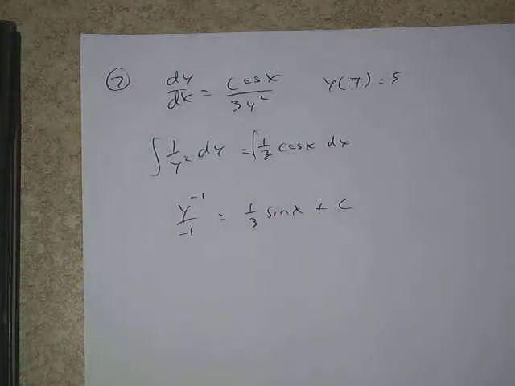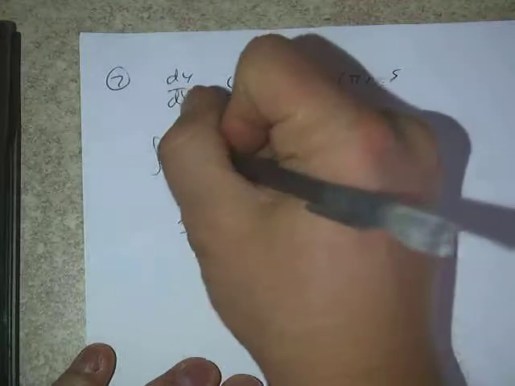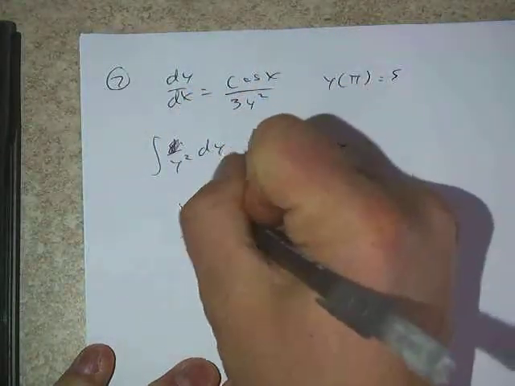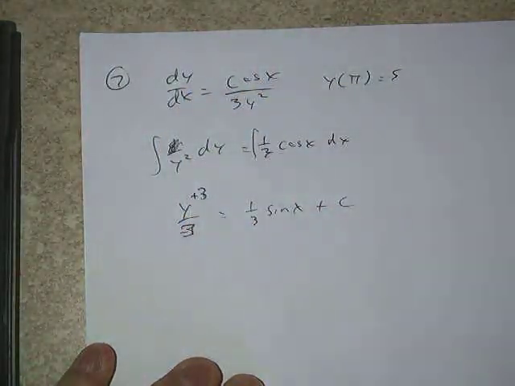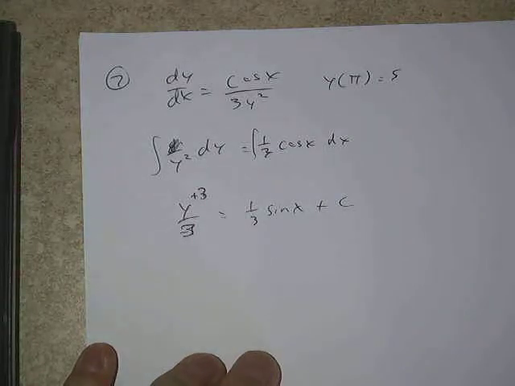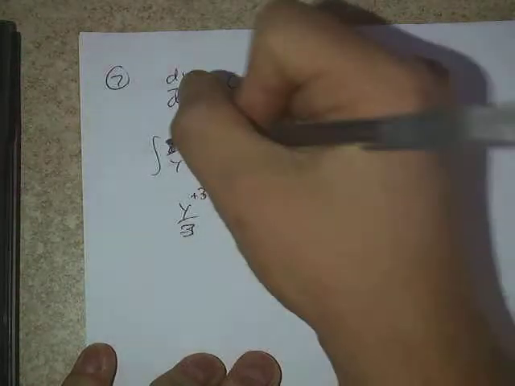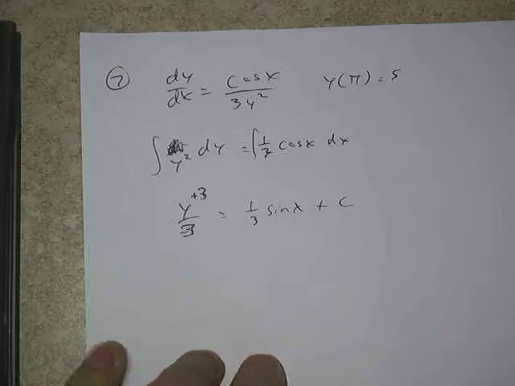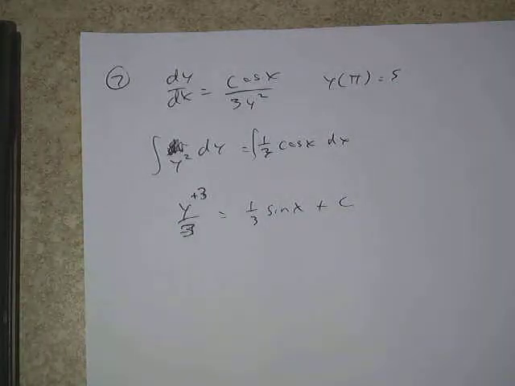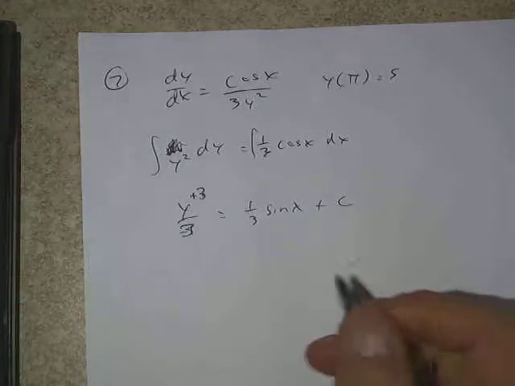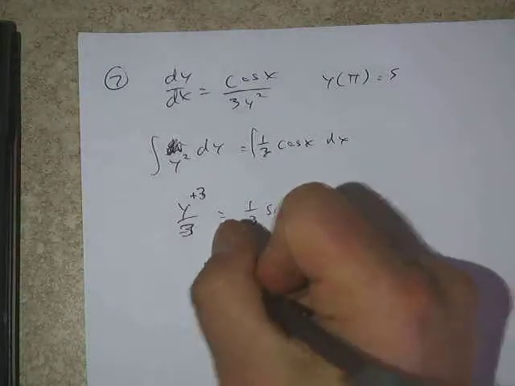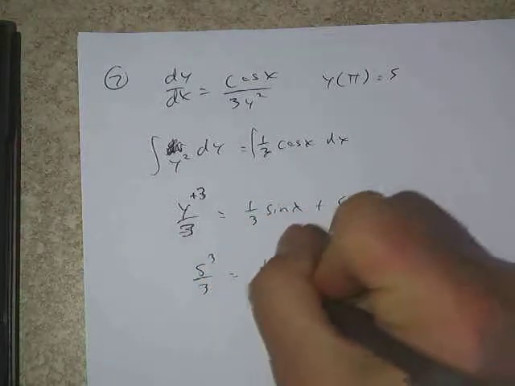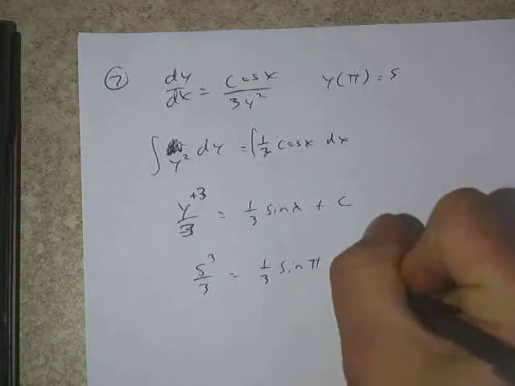We could bring the 3 over there with it as well, but I would leave any constants on the right, and therefore we'd have 1/3 cosine x dx on this side. That's what I would do. I'd always leave the constants on the x side. Again, you don't have to, but if you had 3y squared here, then you'd have to deal with that on this side, and I find it easier to leave it on the right.